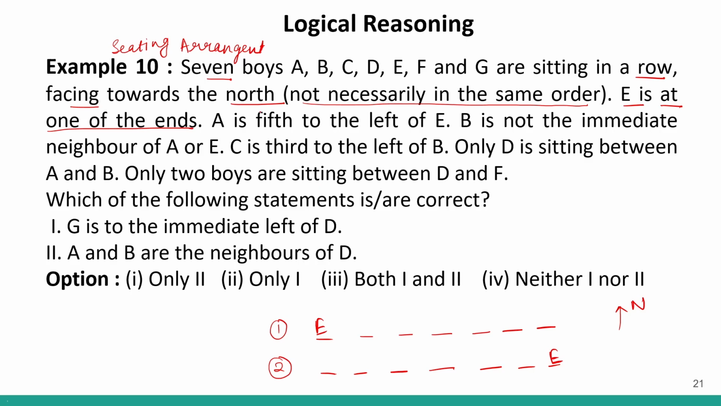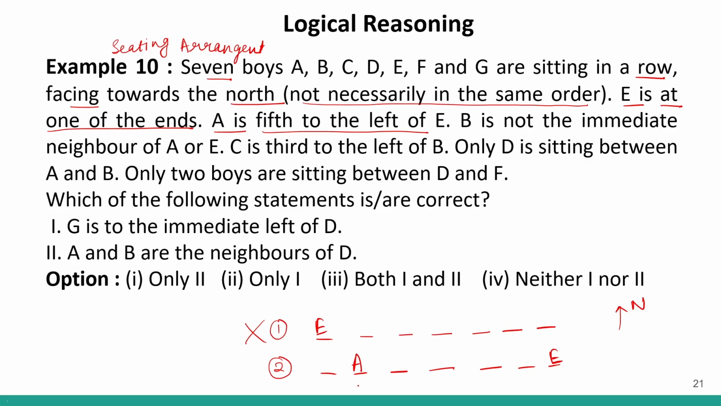Okay. Now, A is 5th to the left of E. So here, if E is over here, there could be no one to the left of him. So this possibility is eliminated simply by the second statement. A is 5th to the left. That means 1, 2, 3, 4, 5. A will be over here.